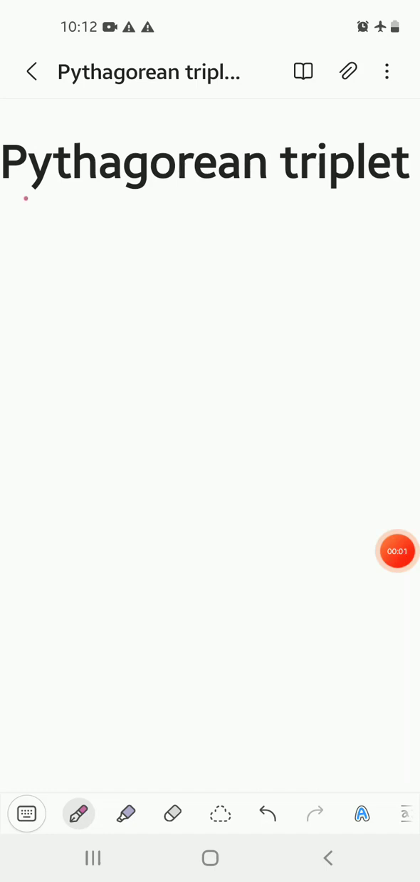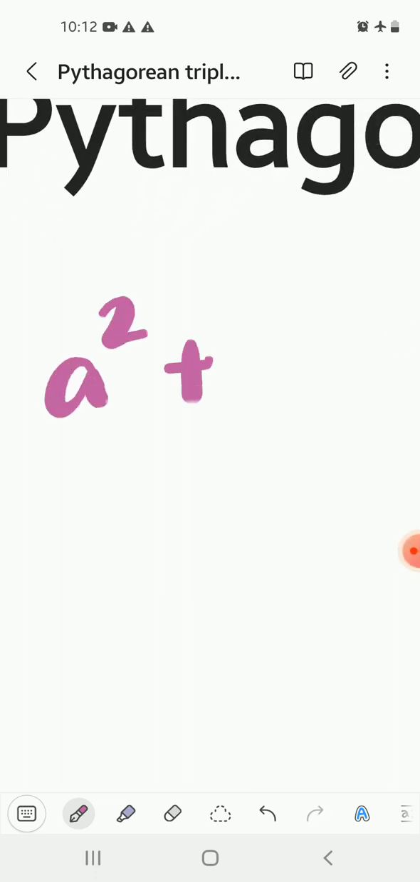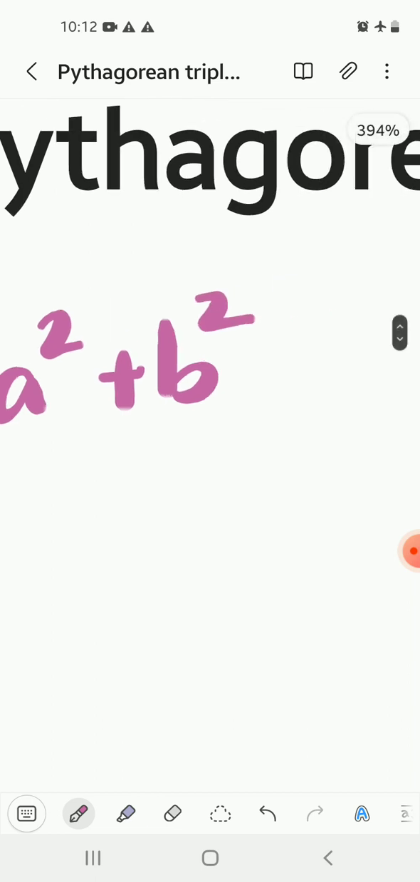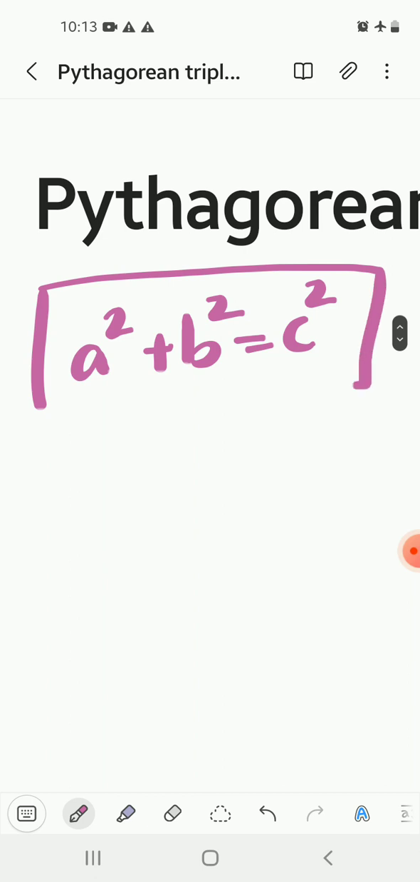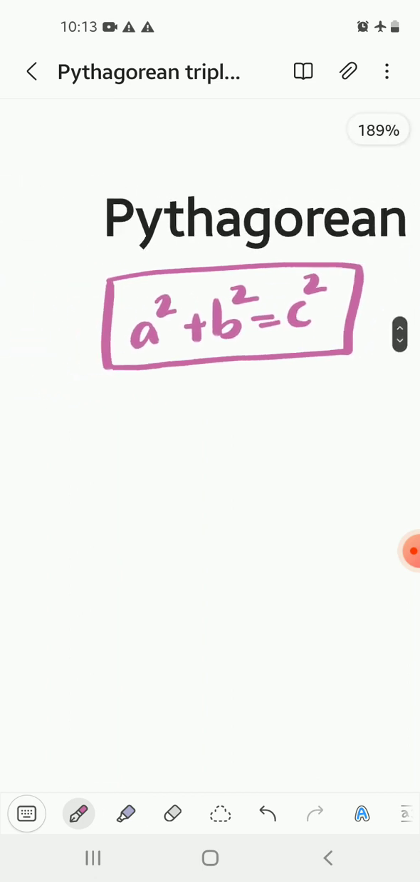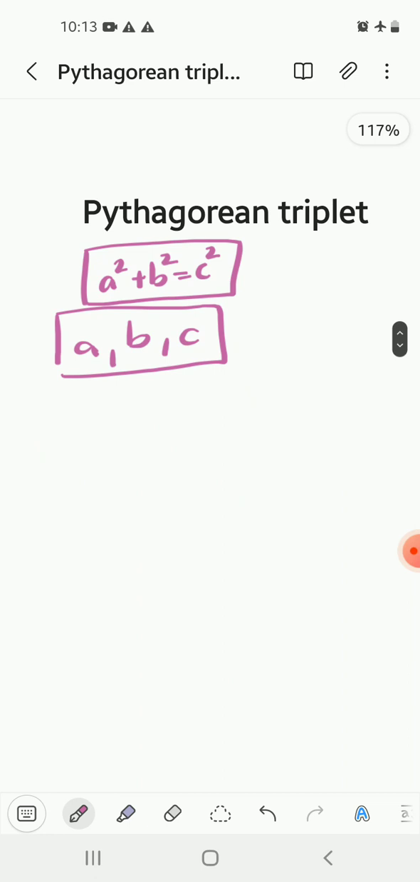Today's topic is Pythagorean triplet. A Pythagorean triplet is a collection of three numbers where a square plus b square is equal to c square, which means the summation of the squares of the first two numbers is equal to the square of the third number. These numbers a, b and c are called the Pythagorean triplet.